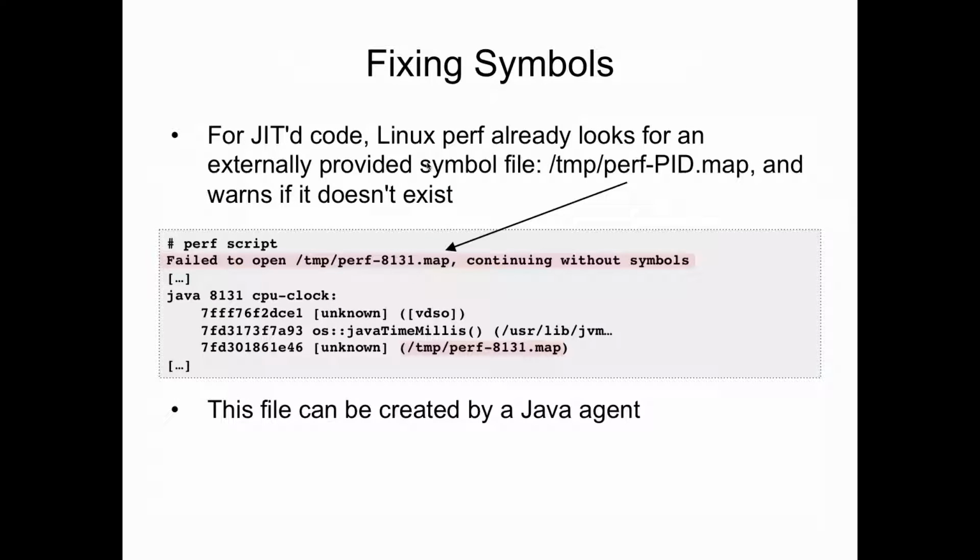So Linux perf already, since 2009, has had this JIT support, where if you give it this really simple text file, /tmp/perf-whatever.map, the text file just has hex address, size, and symbol name. Just stick that in there, and Linux perf will read it for translation. Great. We just need a Java agent to create that text file.